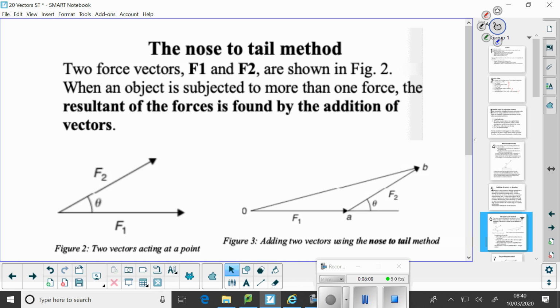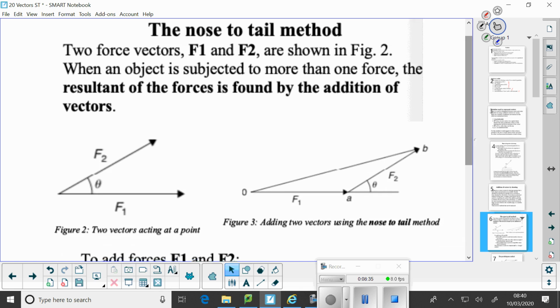And that's a good one for measuring. You've got a nice long line there. We can measure this angle, and we can see that the result we're expecting is a positive angle for the resultant vector. Right, so that's the nose to tail method.